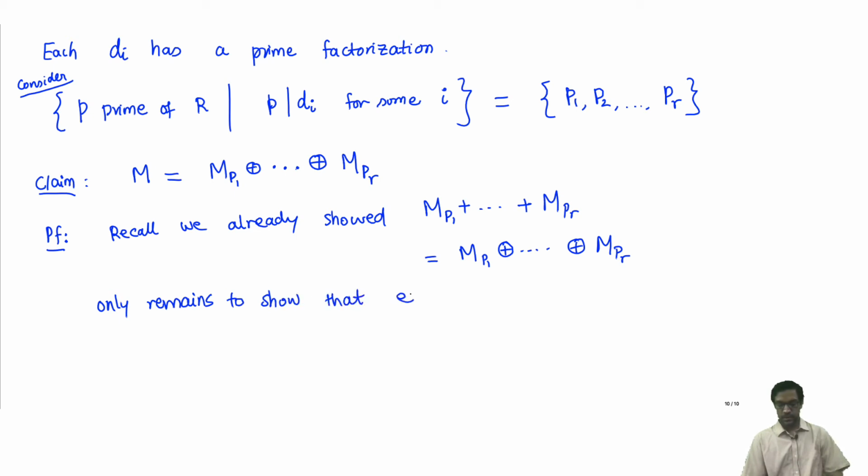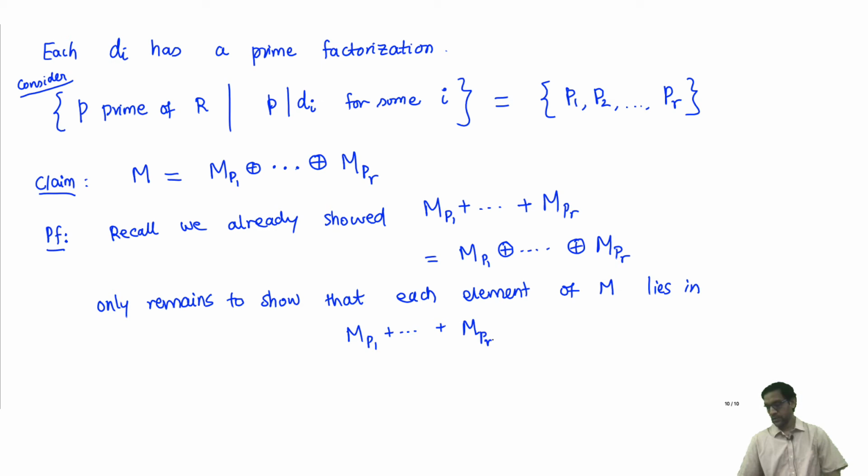So it only remains to show that each element of M lies in the sum MP1 plus ... plus MPR. And in fact I don't need to worry about every element of M being in the sum. It's enough to prove that the generators belong. Because once the xi's belong, then every other element, being a linear combination of the xi's, would also automatically belong. So it's really a question of showing that the generators belong. I can actually do something simpler. I can just show that it only remains to show that xi lies in this sum for all i equals 1 to n.